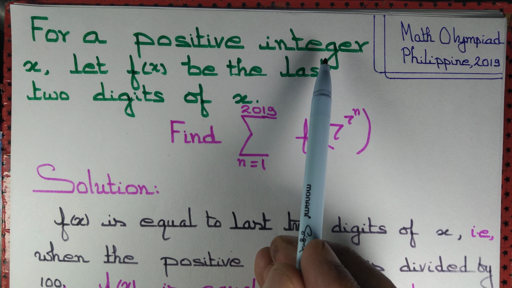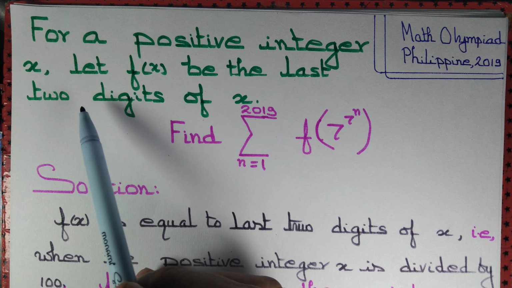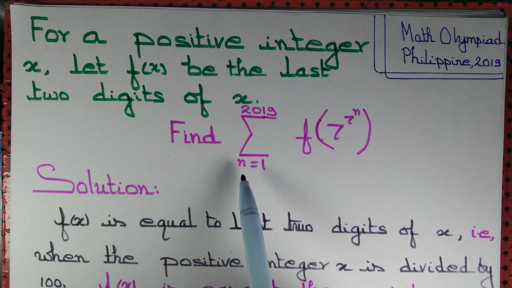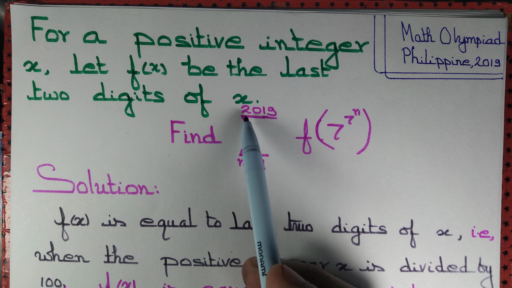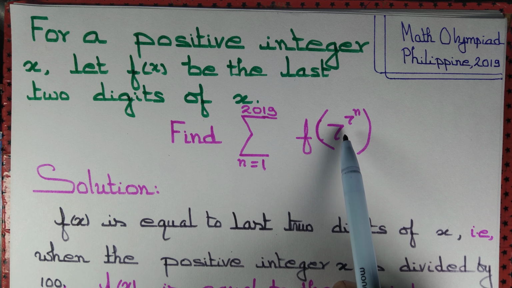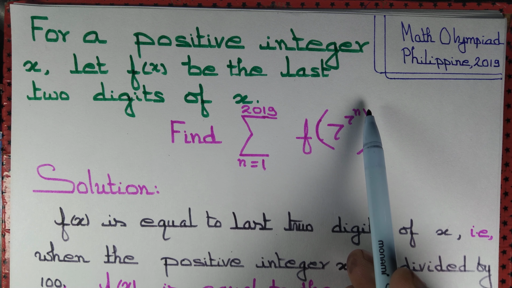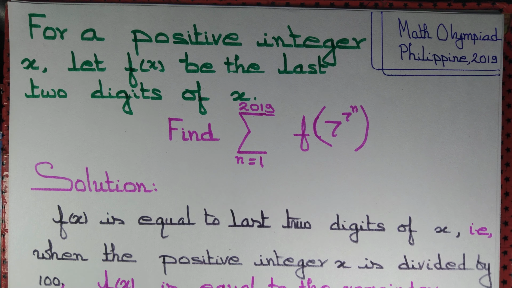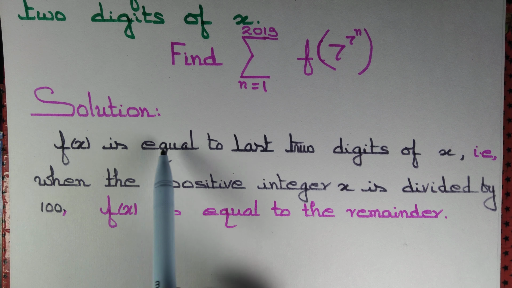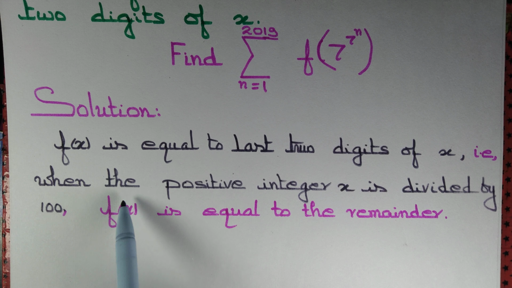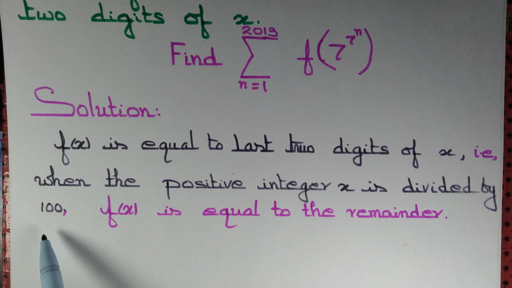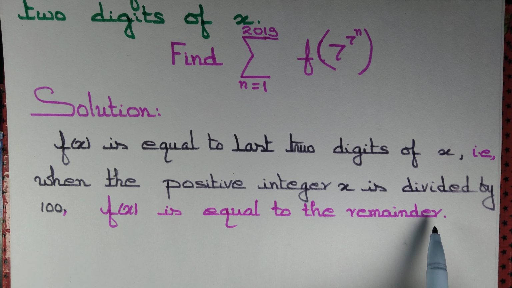For a positive integer x, let f(x) be the last two digits of x. We want to find f(7^(7^n)) for n from 1 to 2019. Let's do it. So f(x) is equal to the last two digits of x, that is, when the positive number x is divided by 100, f(x) is equal to the remainder.